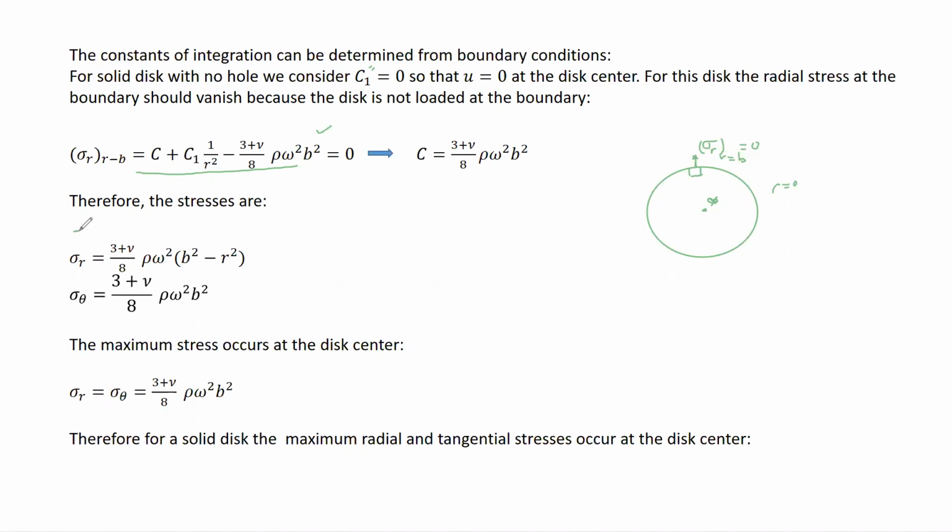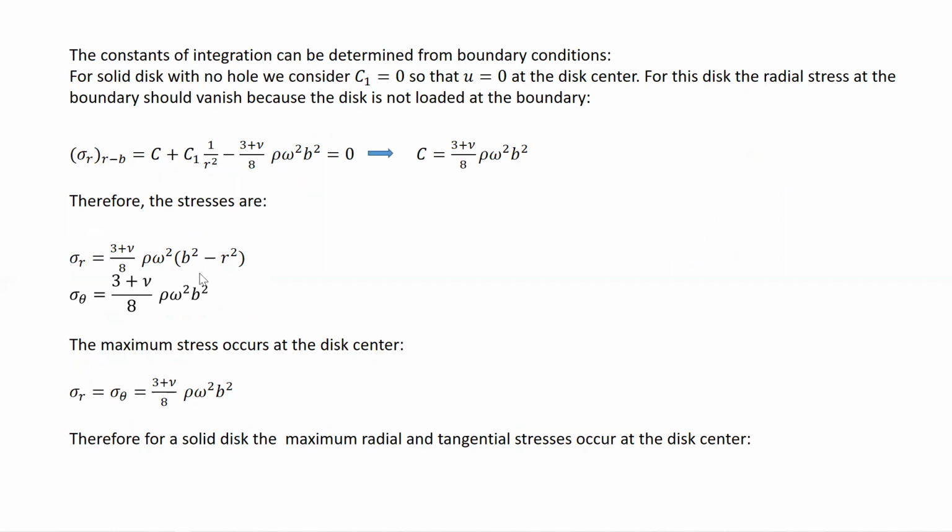And from this, the constant C is calculated and substituted there. The stresses are defined for the rotating disk by these two equations. You can see the maximum stress occurs at the center of the disk, and in that location, sigma r is equal to sigma theta, and given by that equation.